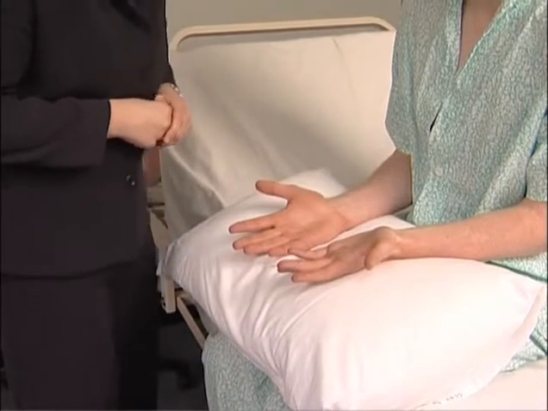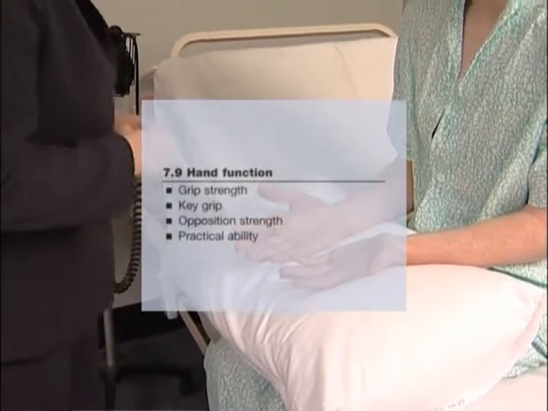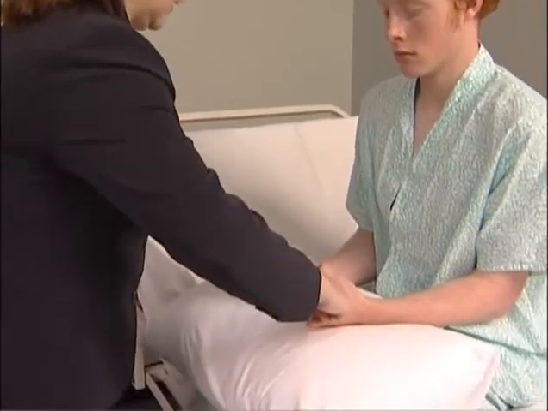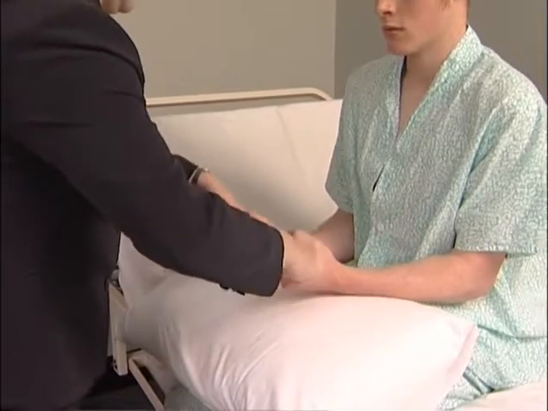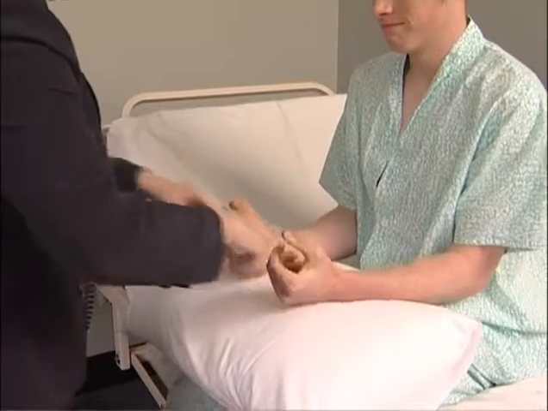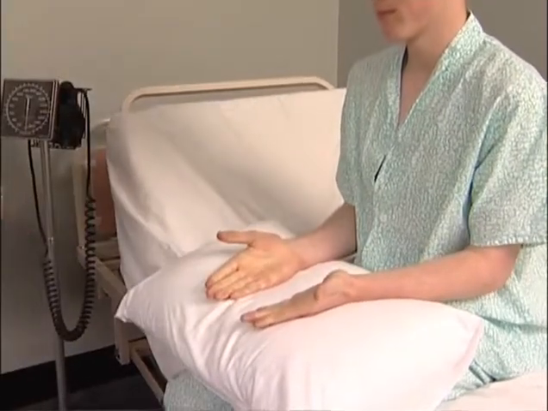Now test hand function. First of all, I'd like you to grip my fingers very tightly in your hand. Grip strength is tested by getting the patient to squeeze two of the examiner's fingers as tight as they can. Don't let me pull them out. Very good. Key grip is the grip with which a key is held between the pulps of the thumb and forefinger.